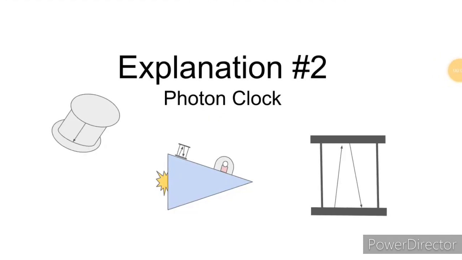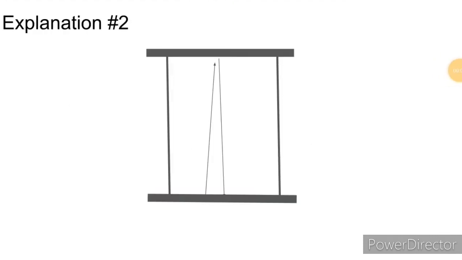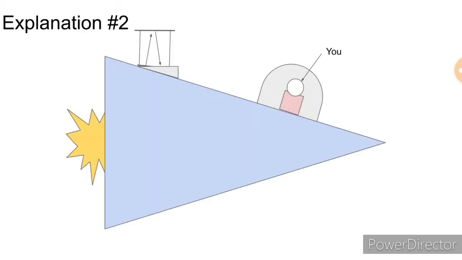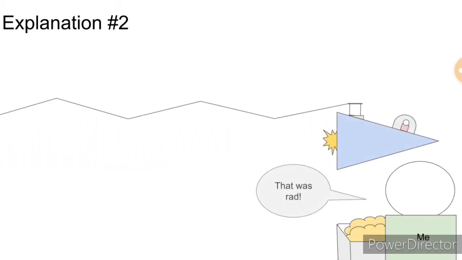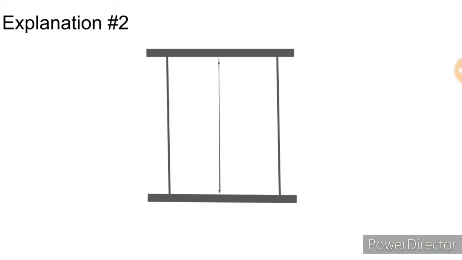Explanation number 2. Photon clock. A photon clock is basically light bouncing in between 2 mirrors. When the light bounces in between the mirrors a certain amount of times, a second has passed. Let's say that you strapped one of these to the back of your spaceship, and while I was watching, accelerated into space. The zigzag is the way that I would see the light bounce off the mirrors. However, since light is going the same speed for everyone, you would look back and see this.